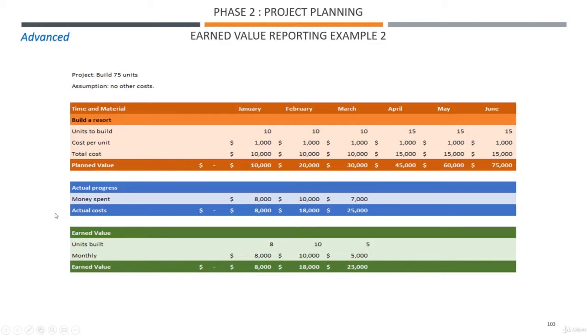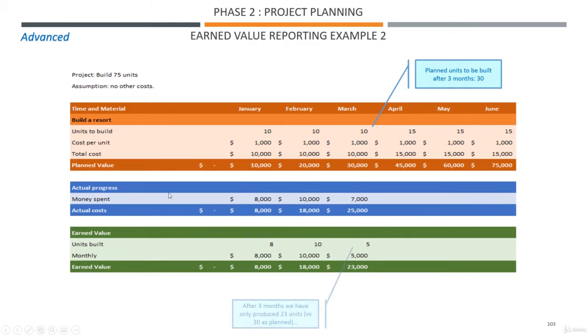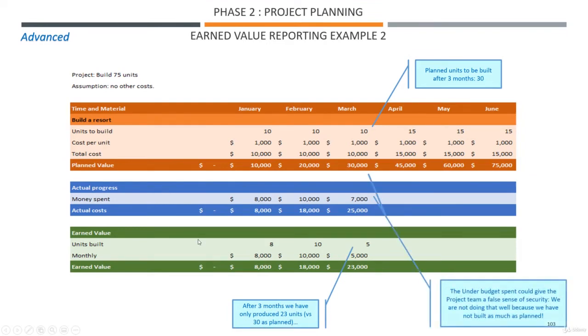Okay, so let's have a look. End of March situation. We're planning to have built 30. We have only built 23. And the under budget figure that we have now gives the project team a false sense of security.